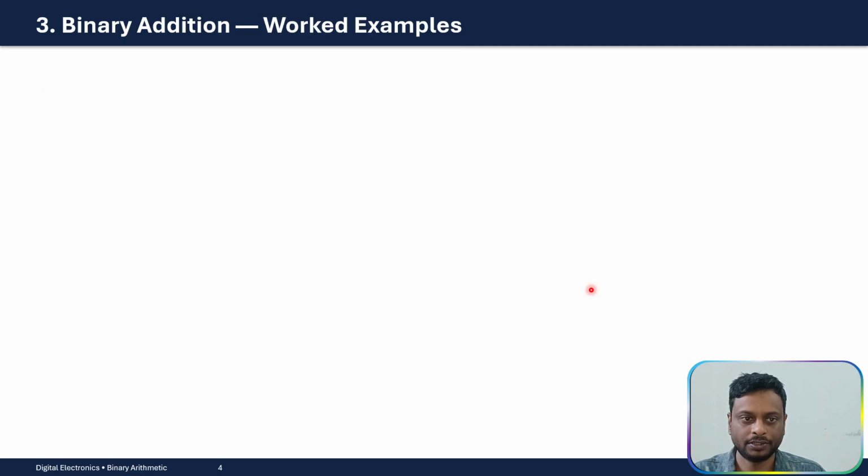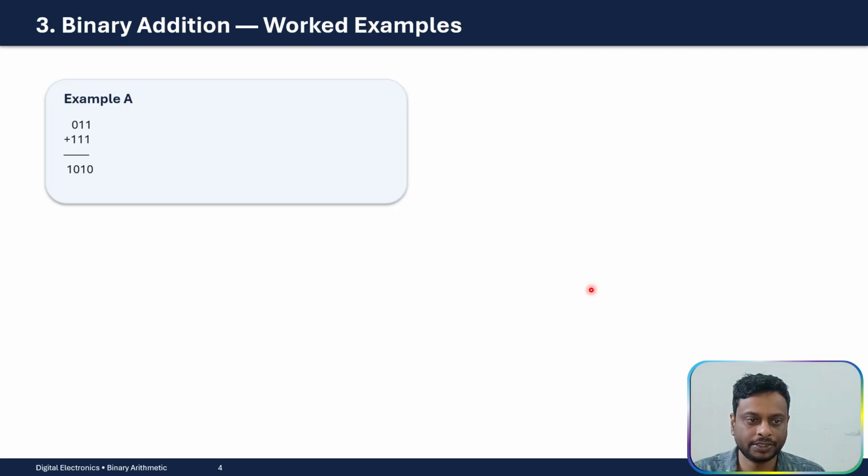Next are some examples of binary addition. Here 0 1 1 will be added with 1 1 1. So 1 plus 1 is 1 0: the sum is 0 and the carry is 1. Then 1 plus 1 plus 1, what is that? It is 1 1: 1 is the sum, and there is a carry over here.